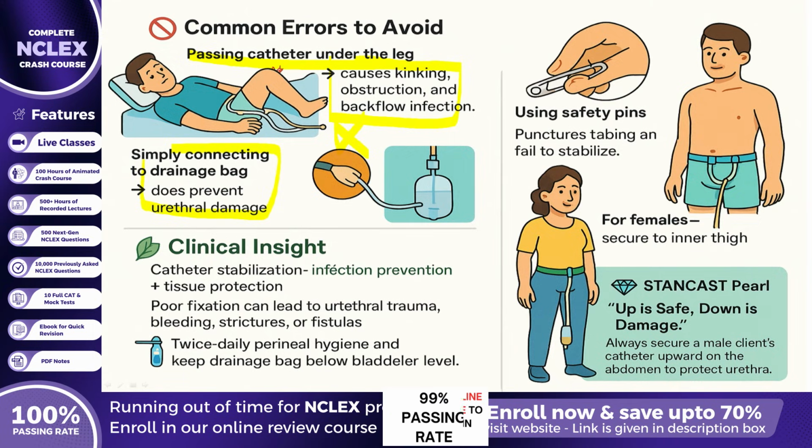Lastly, option 4, inserting the catheter into the tubing of a collecting bag, is simply part of the routine drainage system setup, but does not assist in stabilizing or preventing urethral damage. It maintains a closed drainage system, but provides no protection at the penile level.